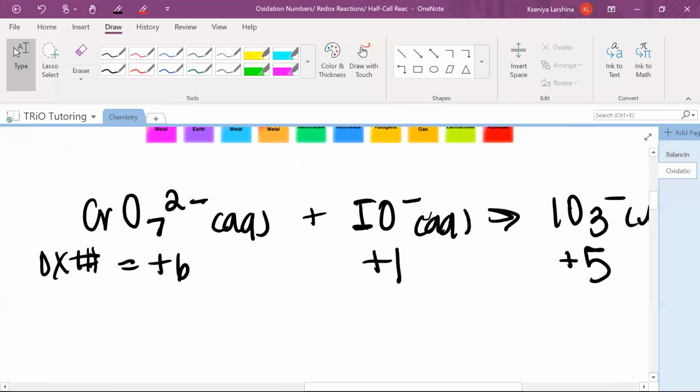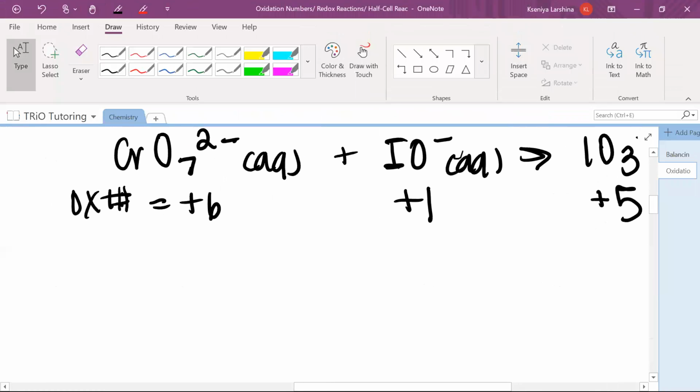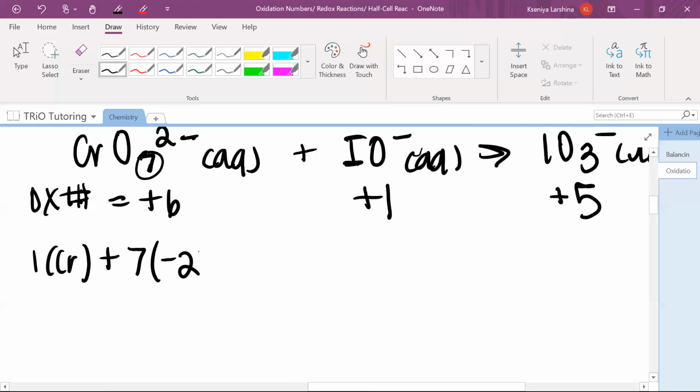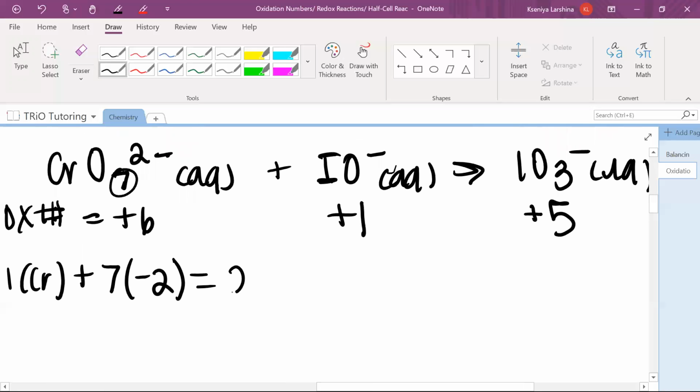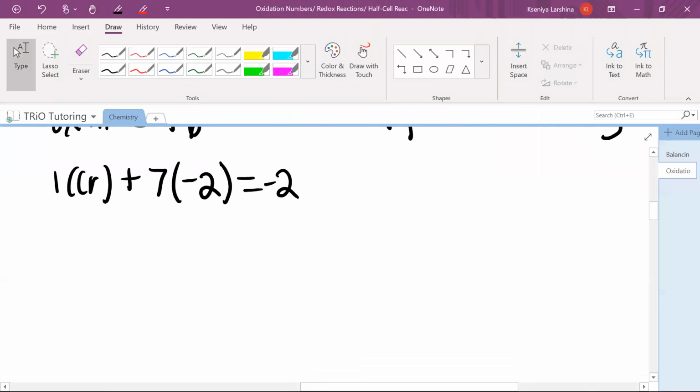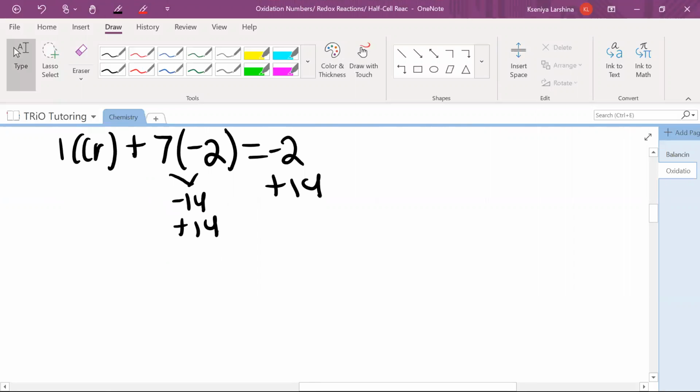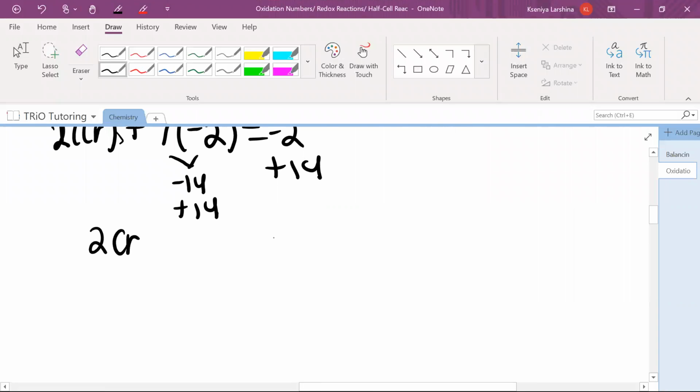So the way we got these is we multiplied 1 Cr plus 7, because that's our amount of oxygens, times -2. This equals -14. Add 14 to both sides. No, wait, this is 2 Cr, sorry. And 2 Cr equals 12. Divide by 2, and Cr equals +6.